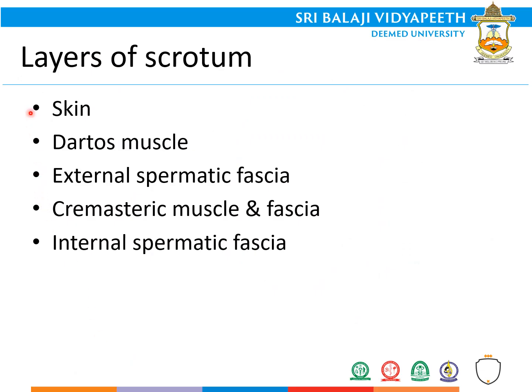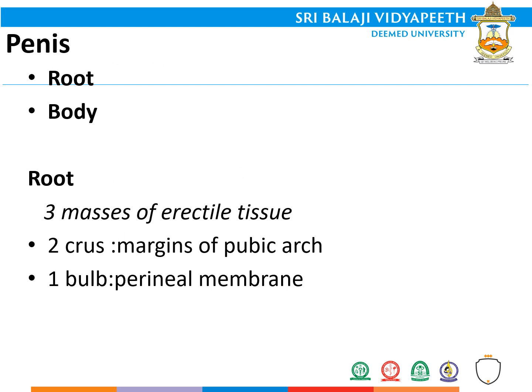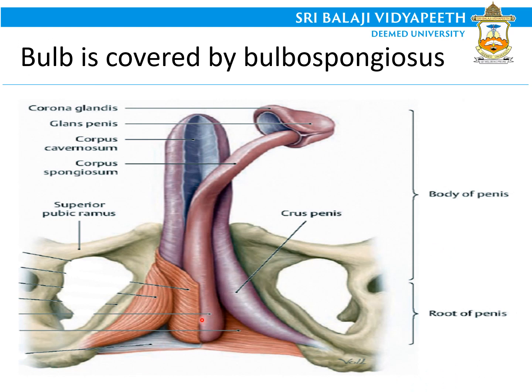The layers of the scrotum include the skin, the dartos muscle, the external spermatic fascia, the cremasteric muscle and fascia, and the internal spermatic fascia. The penis has a root and a body. The root has three masses of erectile tissue, two crura which are attached to the margins of the pubic arch, and a bulb which is attached to the perineal membrane. So these are the two crura and this is the bulb.